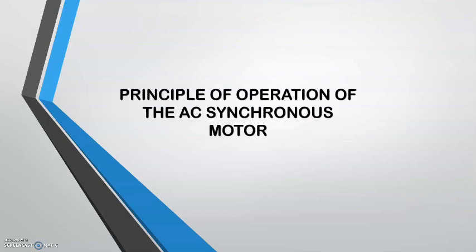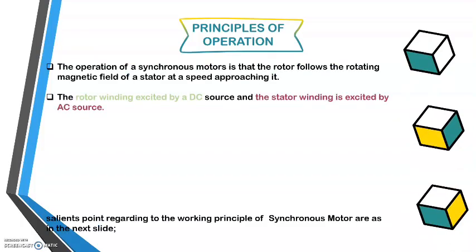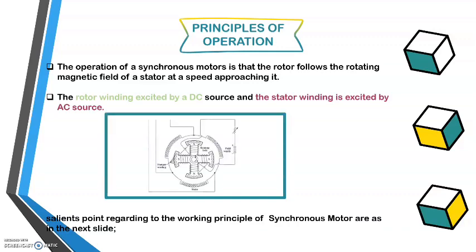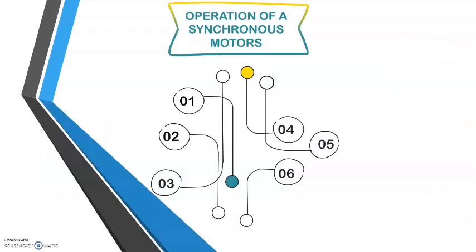Principle of operation. The principle of operation of a synchronous motor is that the rotor follows the rotating magnetic field of the stator at a speed approaching it. The rotor winding is excited by a DC source and the stator winding is excited by an AC source. Salient points regarding the working principle of the synchronous motor are as follows. Due to the three-phase AC, a three-phase rotating magnetic field is produced by the stator winding.